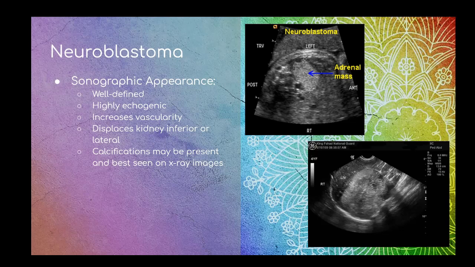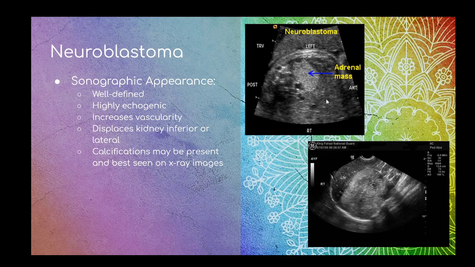So the neuroblastoma on ultrasound is typically very well defined, and it is going to sit in between the liver and the kidney on the right side, or the spleen and the kidney on the left side. They typically are a little bit more echogenic with increased vascularity. As the tumor grows, it's going to start to displace the kidney a little bit more inferiorly, or it could even push it a little bit more lateral. With neuroblastomas, it's not uncommon to see calcifications, but sometimes those calcifications are a little bit clearer on X-ray.